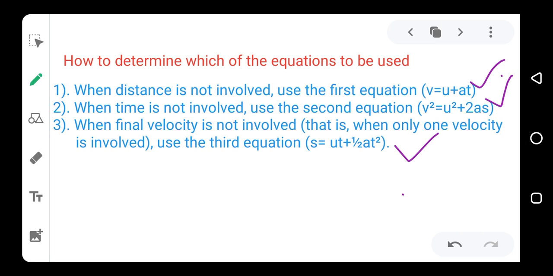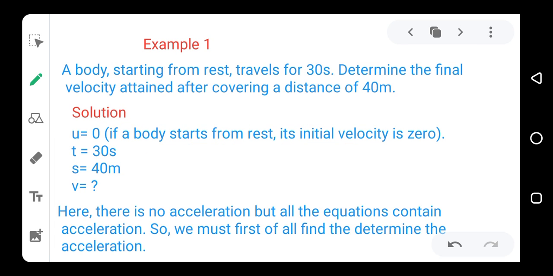1 contains acceleration: v equal to u plus at, where a is acceleration. Equation 2, v squared is equal to u squared plus 2as, contains acceleration. Equation 3, s equal to ut plus half at squared, also contains acceleration. So there is a problem. We now have to look for the acceleration that is not given.